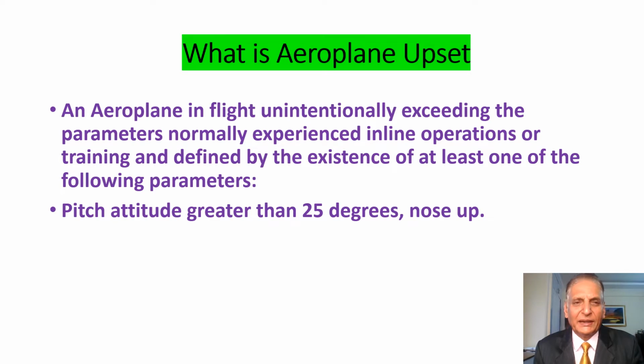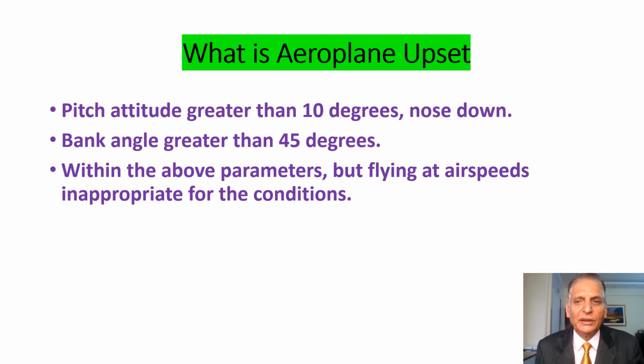What is airplane upset? Just to refresh your memory, an airplane in flight unintentionally exceeding the parameters normally experienced in line operations or training, and defined by the existence of at least one of the following parameters: pitch attitude greater than 25 degrees nose up; pitch attitude greater than 10 degrees nose down; bank angle greater than 45 degrees; or within the above parameters, but flying at airspeeds inappropriate for the conditions.